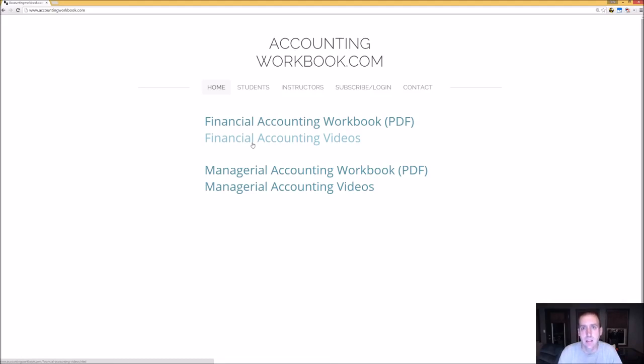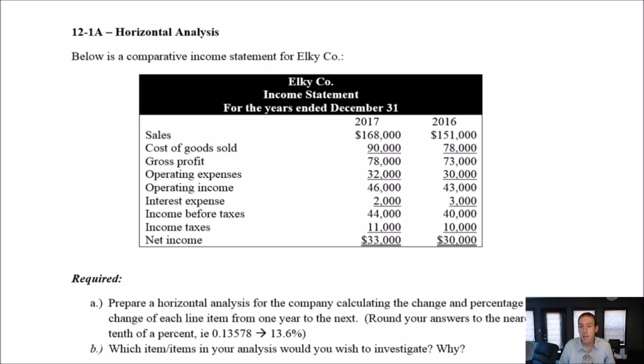All right, let's begin our problem. Let's have a look at problem 12-1A. You can see the title there. It says horizontal analysis. Now, what does that mean, horizontal?